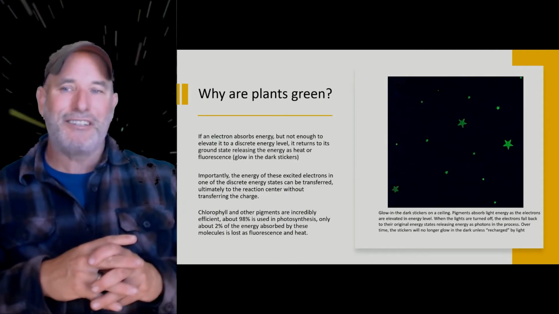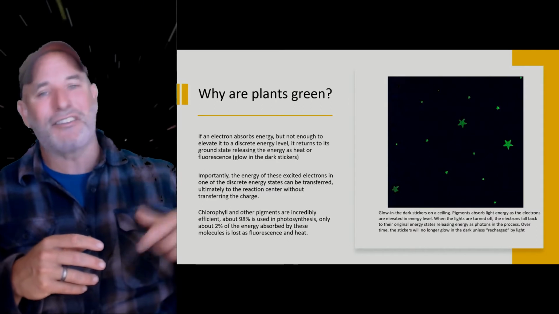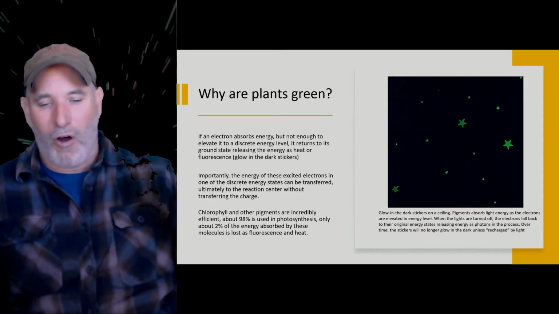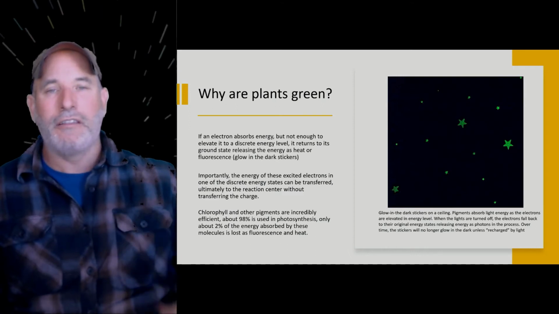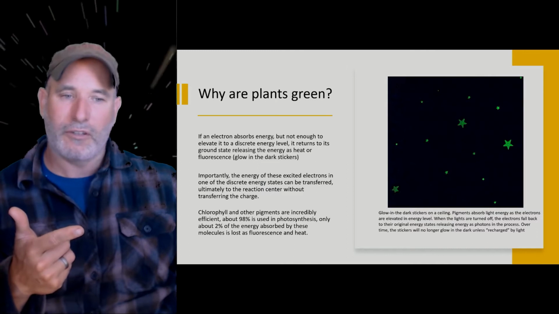And you've actually seen this before, right? Like glow-in-the-dark stickers. What happens is you turn your lights on, you turn your light off, the electrons get excited, and as they fall back down in energy, they emit heat, and they also fluoresce. So they will emit photons as well.